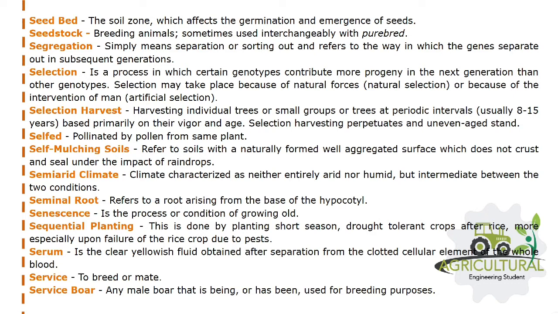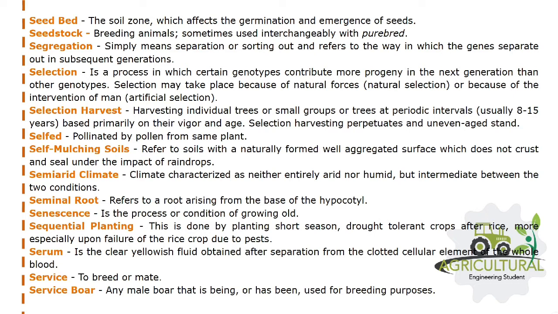Selection may take place because of natural forces, natural selection, or because of the intervention of man, artificial selection. Selection harvest, harvesting individual trees or small groups of trees at periodic intervals, usually 8–15 years, based primarily on their vigor and age. Selection harvesting perpetuates an uneven-aged stand. Selfed, pollinated by pollen from the same plant.